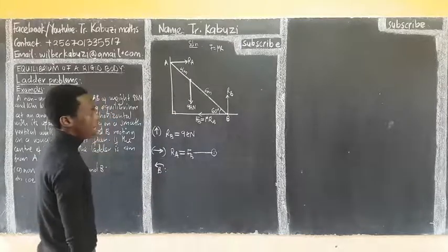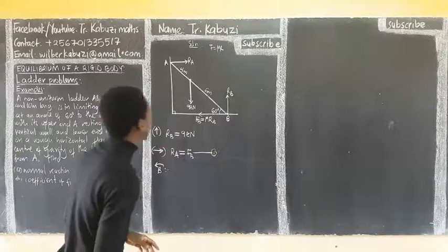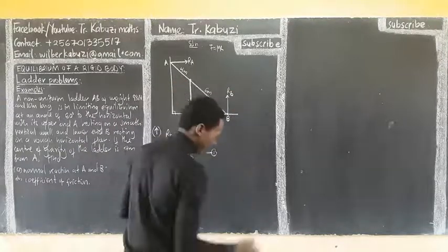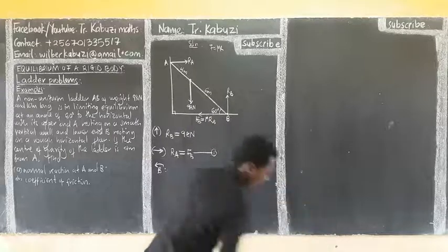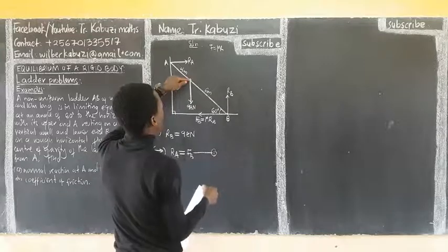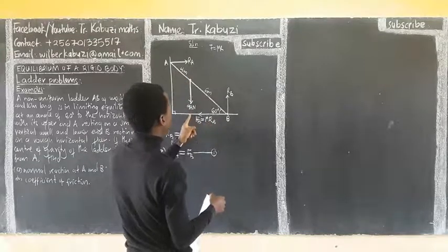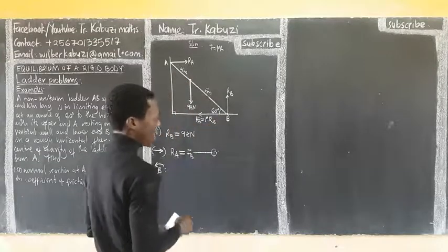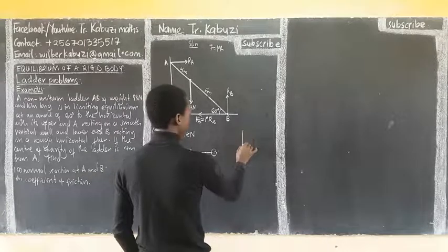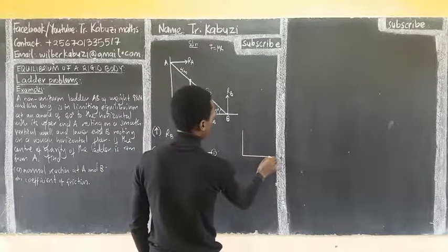So take the moments at B anti-clockwise, for the force acting anti-clockwise. See that we have this one, acting anti-clockwise. We need the perpendicular distance from here up to here. So we draw a simple right-angled triangle, and we can get its perpendicular distance.